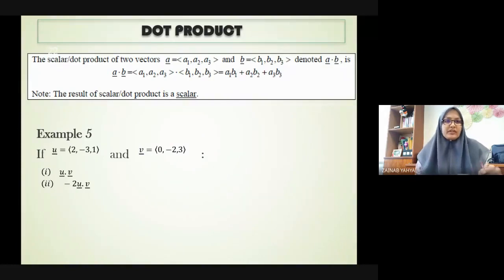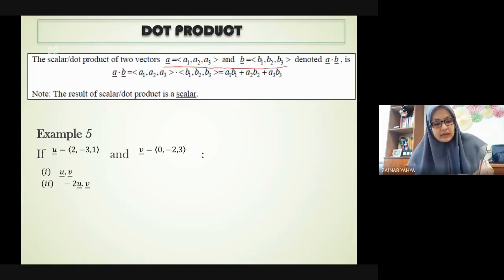Before this, you have learned how to add, subtract, and do scalar operations for vectors, in the video that you have to watch. Now, scalar product means you want to multiply a vector with a vector. Before this, it was a vector with a scalar, a number. Now vector with vector. So how are you going to do it?